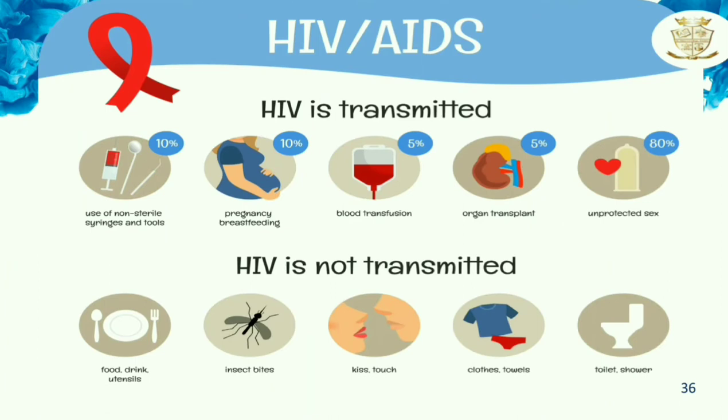HIV is transmitted mainly through the use of non-sterile syringes and tools, during pregnancy and breastfeeding, during blood transfusion, during organ transplantation, and through unprotected sex. It is not transmitted through food, drink, utensils, insect bites, kissing, touch, clothes, towels, and toilets or showers.